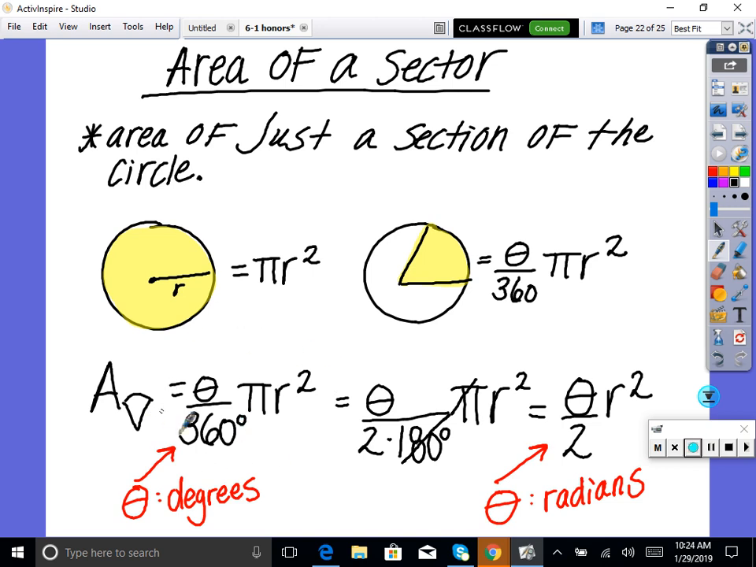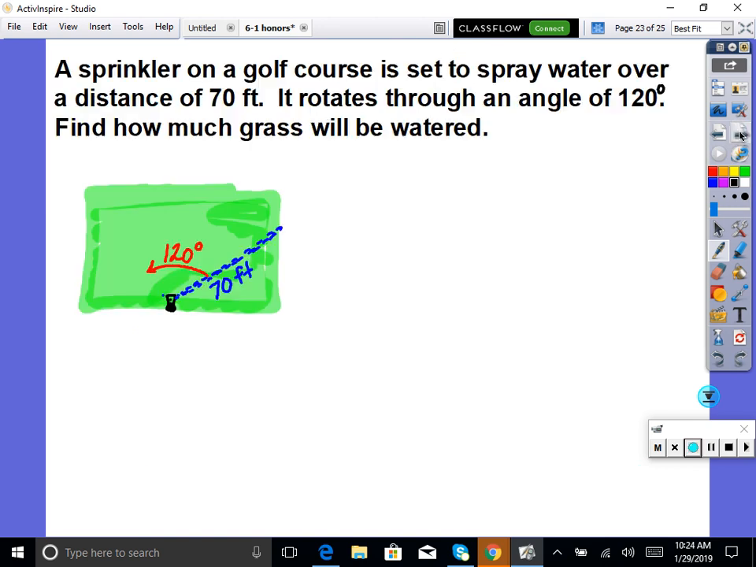I personally only know this formula, so if I'm ever given the angle measurement in radians, I usually just convert it back to degrees and then plug it in. So look how easy this is. Last example of the day. A sprinkler on a golf course is set to spray water over a distance of 70 feet. It rotates through an angle of 120 degrees. Find how much grass will be watered.